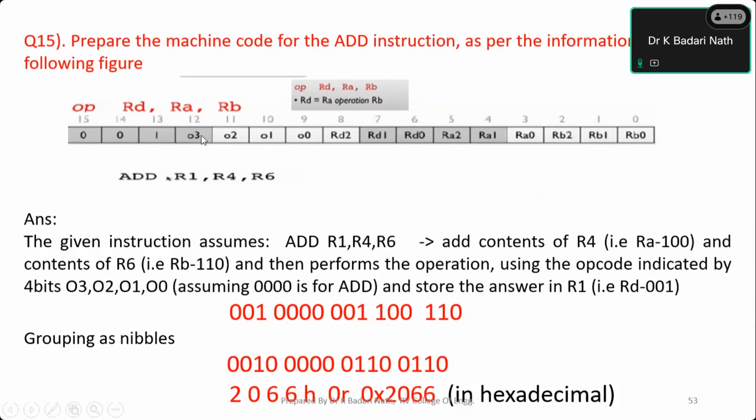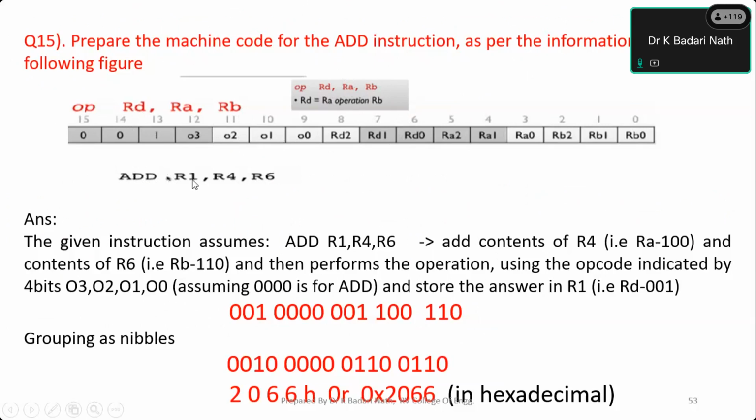So I'll be substituting at O3, O2, O1, O0 what? 00s, because the opcode for add is what? 00. That's what we have written here, 00. Now look at R1. R1 position indicates what? It's a destination. The first operand is nothing but acting as a destination. So what is the value of that?